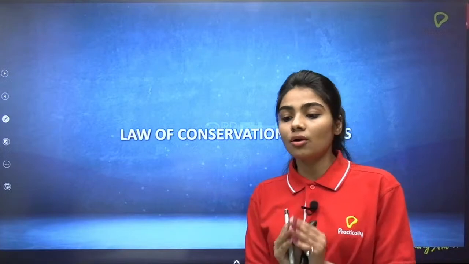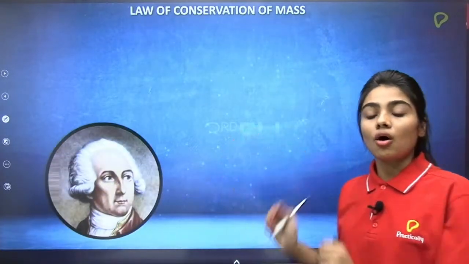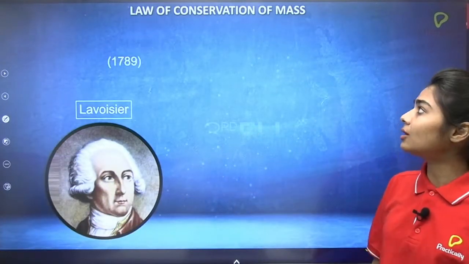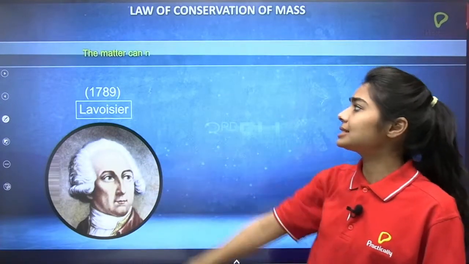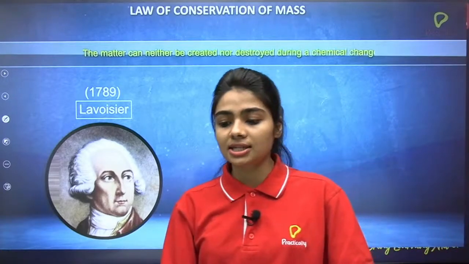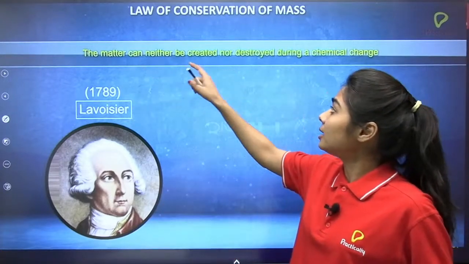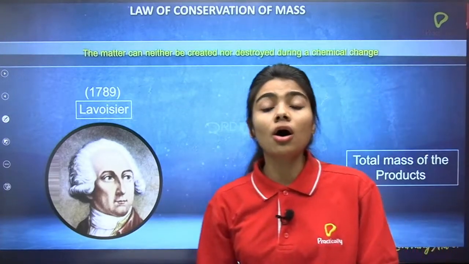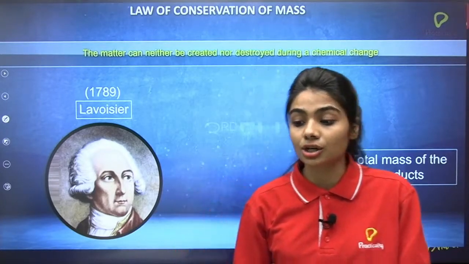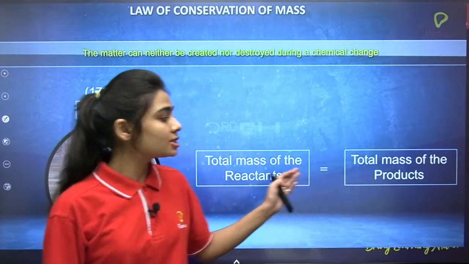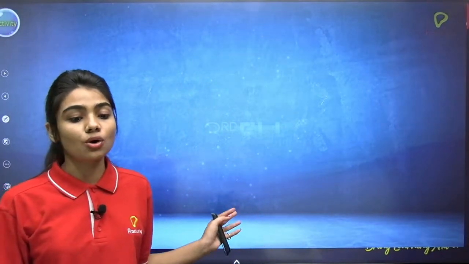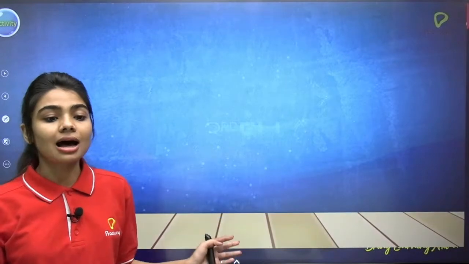Proust, both of them give this law of chemical combination. So let's start with the law of conservation of mass, which was given by Lavoisier in 1789. He stated that matter can neither be created nor be destroyed in a chemical reaction, or simply I can say that the total mass of the product is always equal to the total mass of the reactant. This is the law of conservation of mass.